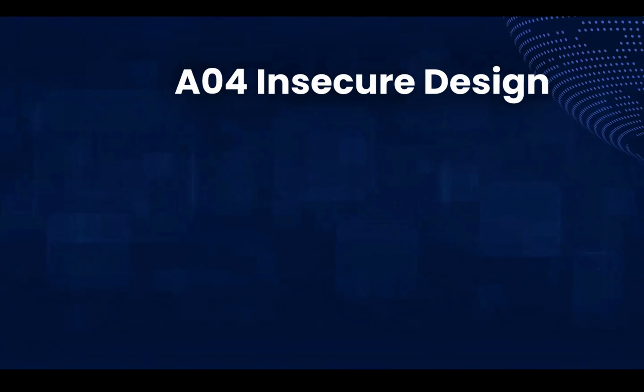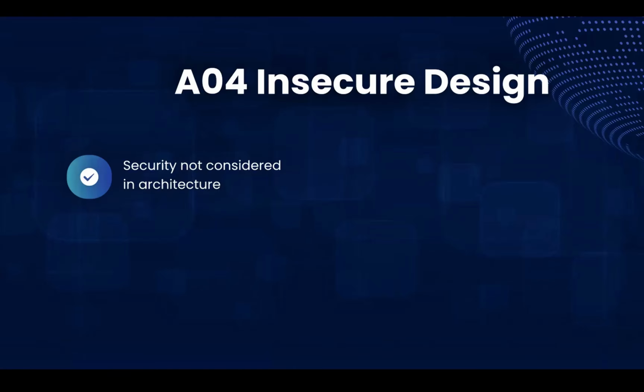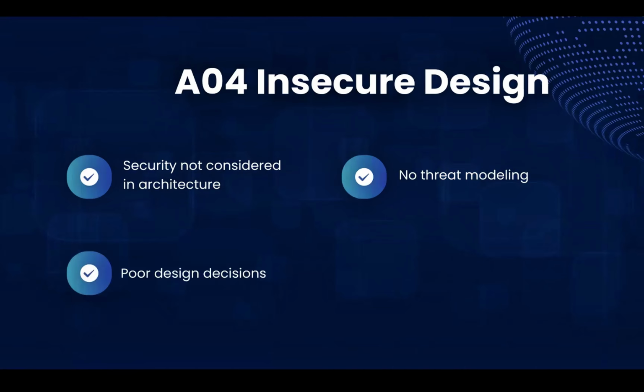Let's consider the fourth one, which is insecure design. Sometimes the problem is not code, but the architecture. So this means that if security is not considered during design, that is insecure design. Also, if no threat modeling was performed, and if poor design decisions were made early, I must say that these issues are very difficult to fix later because it's an architecture problem.